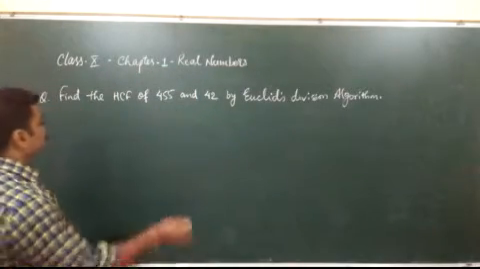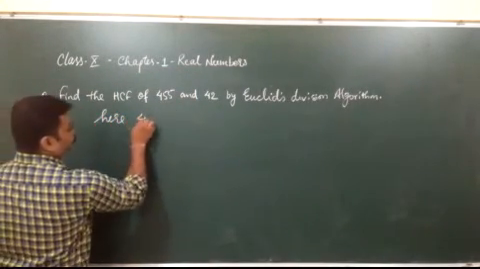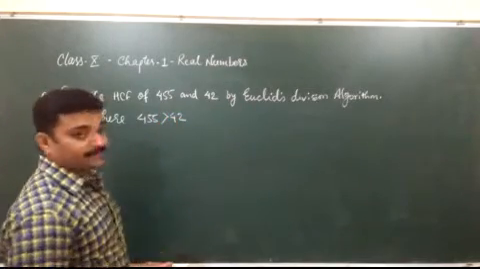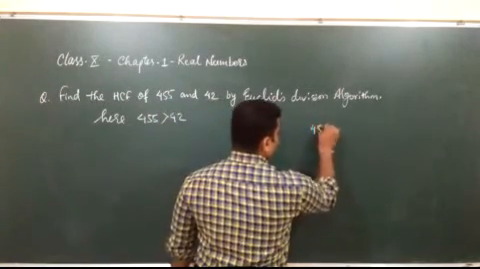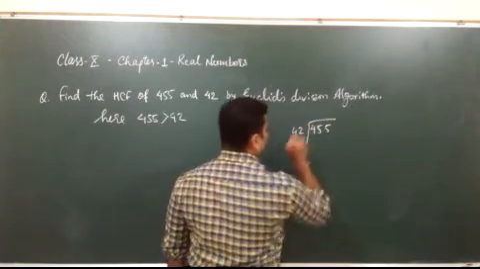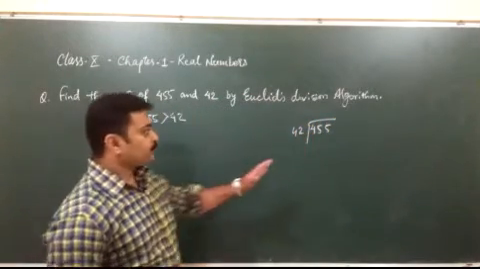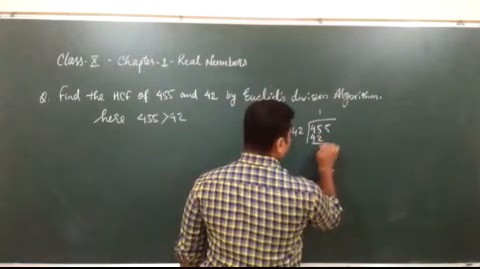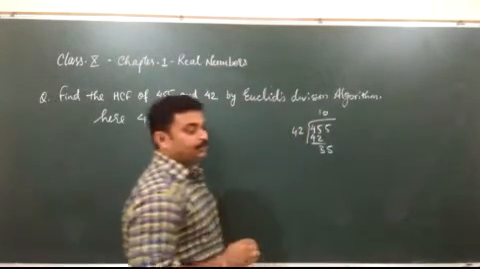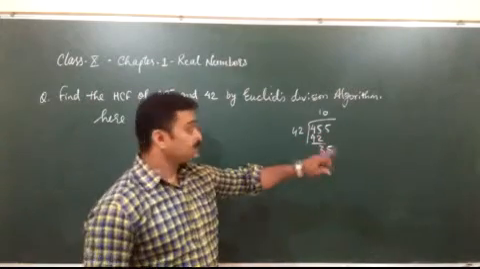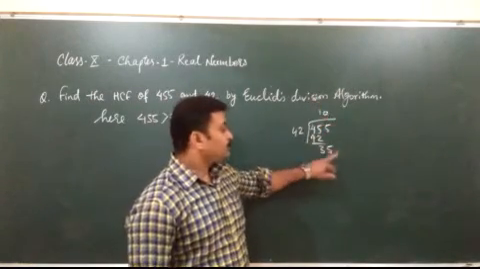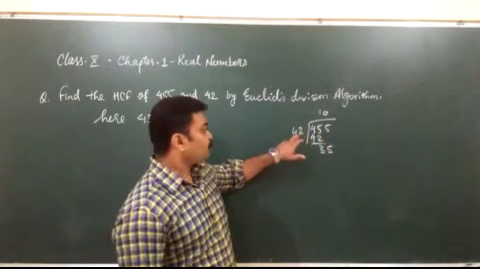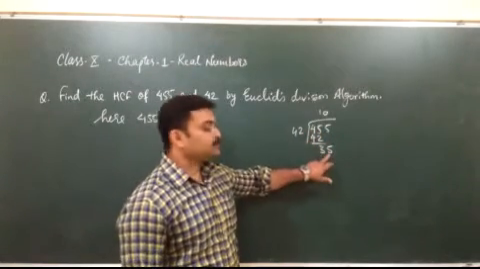Clear? So here 455 is greater than 42. So how do we write? We divide 455 by 42. In the first step, 42 tens are 420, remainder 35. That means 455 can be written as 42 into 10 plus 35. Got it? 455 is equal to 42 into 10 plus 35.